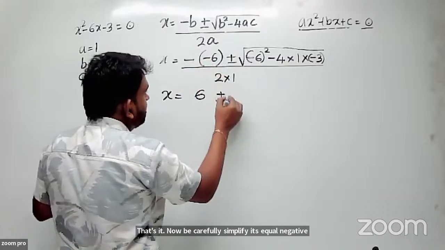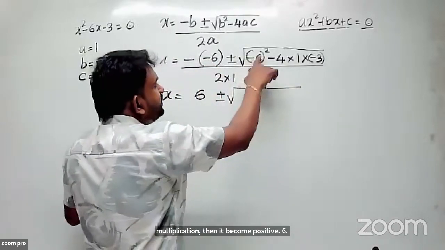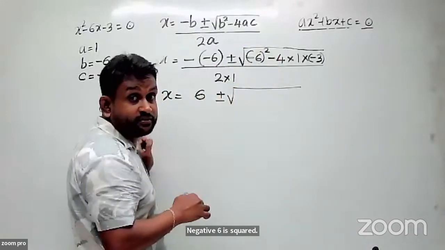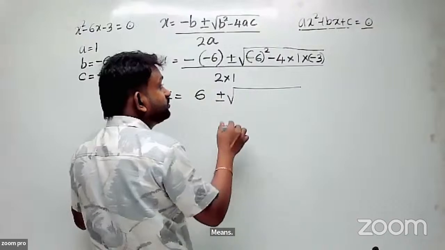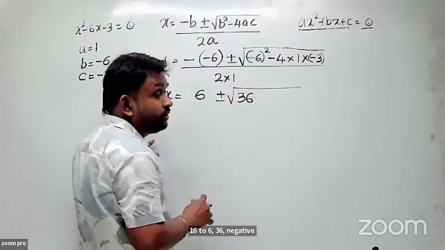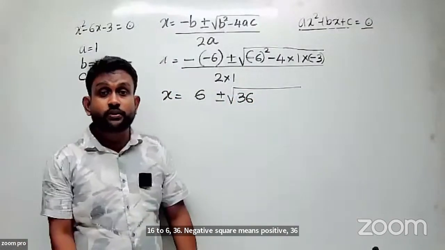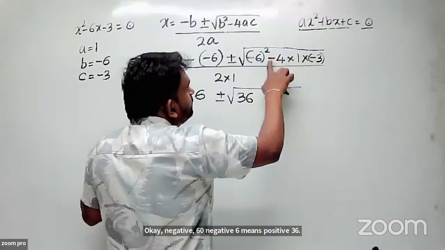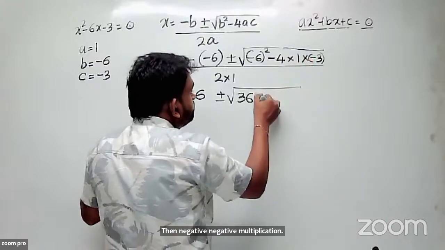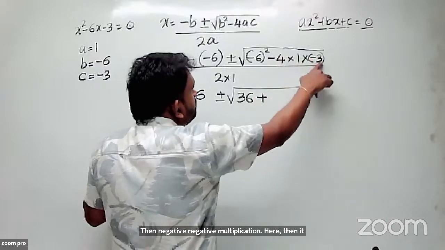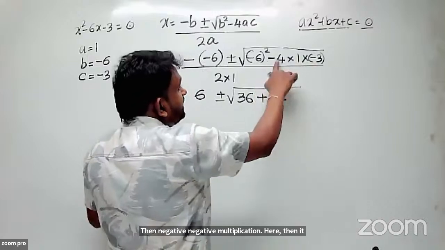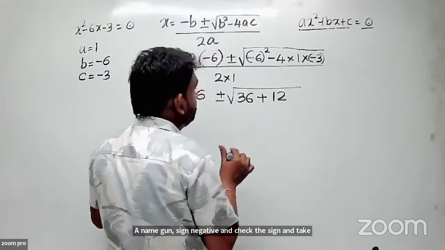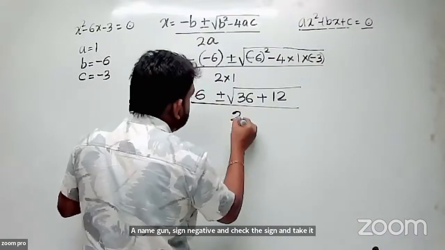Then plus or minus square root. -6 squared means 6 into 6, 36. Negative then square means +36. -6 into -6 means +36. Then negative multiplication here, so it becomes positive. Then 4 into 1 into 3, 12. Check the sign and take it. Divide by 2 into 1, 2.